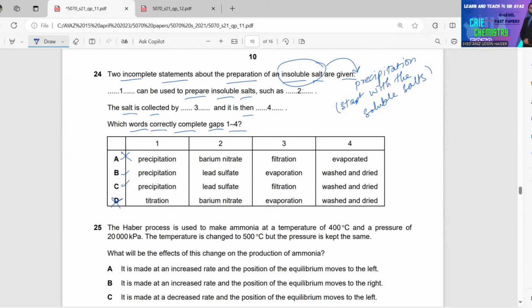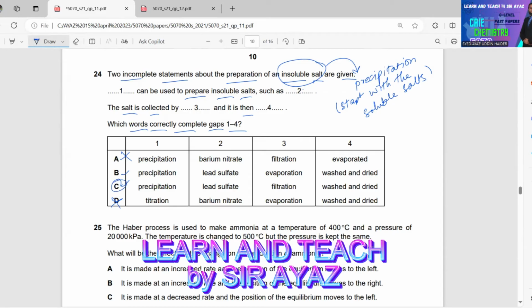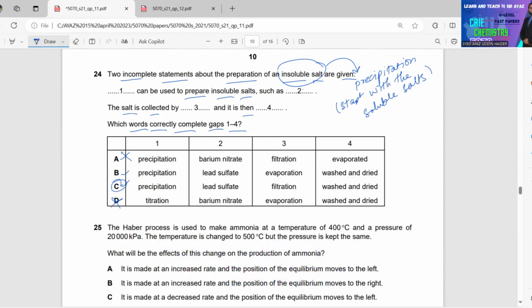Now, what about the salt is collected by number 3? It must be collected by filtration, because the salt produced is insoluble one. So choice C must be the right answer in this case. In the 4th point, they are saying washed and dried. So choice C is the right answer here.